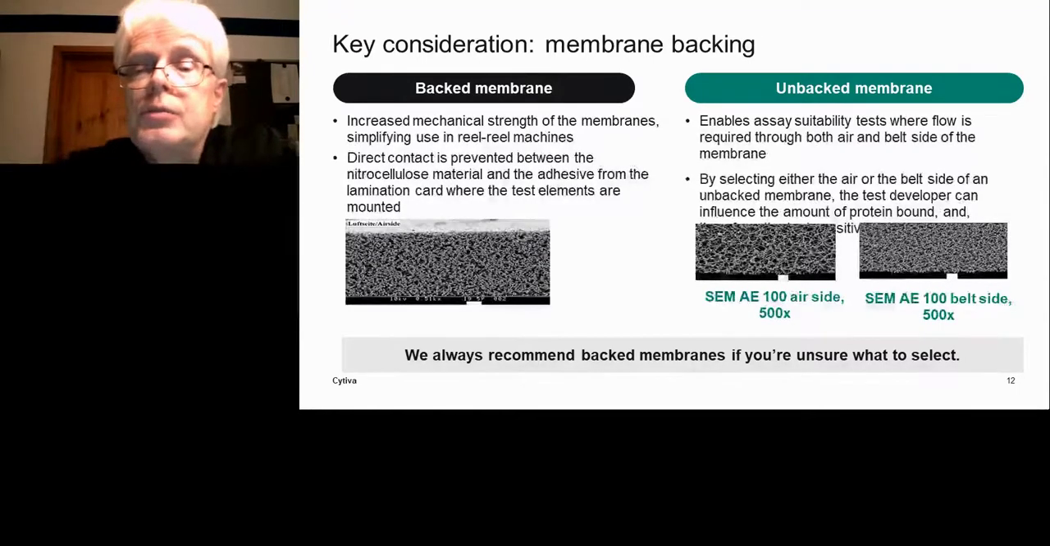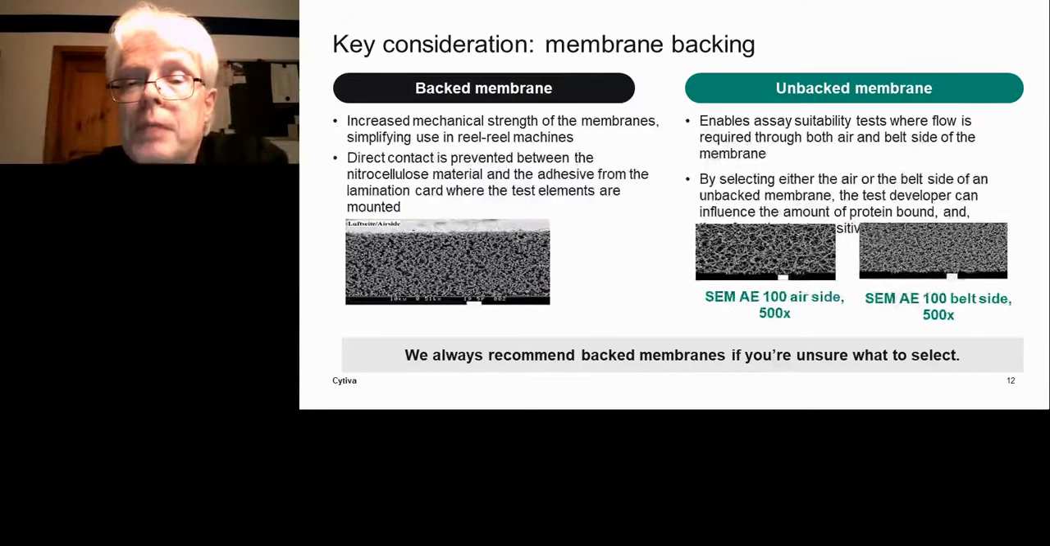What you see here are two electron micrographs of an unbacked membrane called A100. That's a fast lateral flow membrane. The upper side, which we call the air side, has a relatively coarse, obviously random structure, which is typical for nitrocellulose membranes. But the right side, the belt side, the part of the membrane that formed directly on top of this support steel belt, has a denser structure, which means a higher protein binding capacity, and it looks more regular. So it's not as variable as the air side.